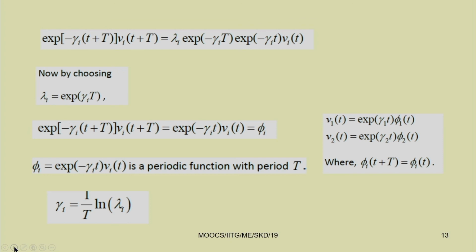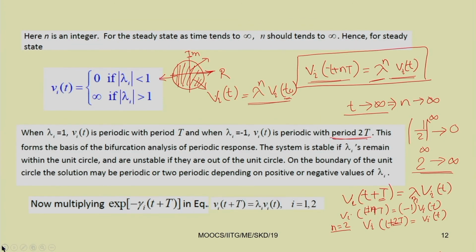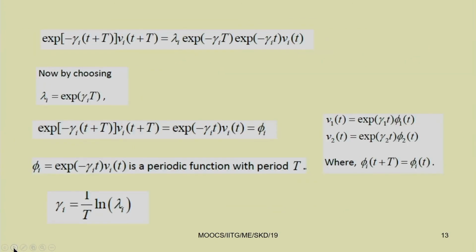So previously we had this lambda_i V_i(t), and now you have multiplied this by e to the power minus gamma_i t. So this becomes lambda_i e to the power minus gamma_i t into e to the power minus gamma_i T V_i(t). So you can write e to the power minus gamma_i (t plus T) equal to e to the power minus gamma_i t into e to the power minus gamma_i T.